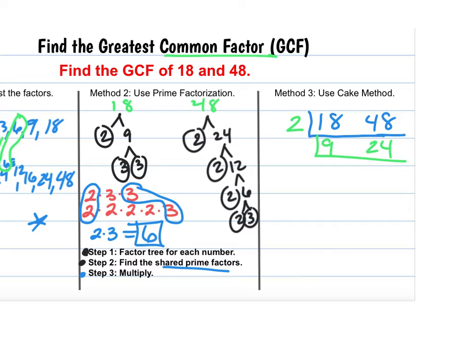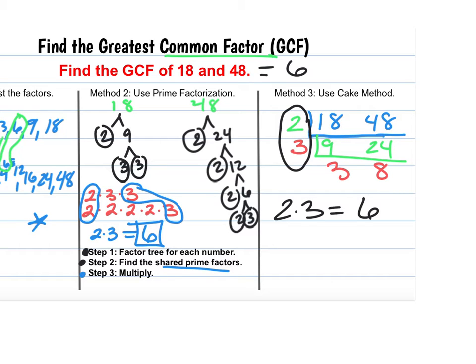So I think of a common factor that 9 and 24 share, and I know that that's 3. So then I get 3 and 8. 3 and 8 do not share any factors other than 1. So I'm done here. Notice 2 times 3, they shared a factor of 6. So the greatest common factor of 18 and 48 is 6.